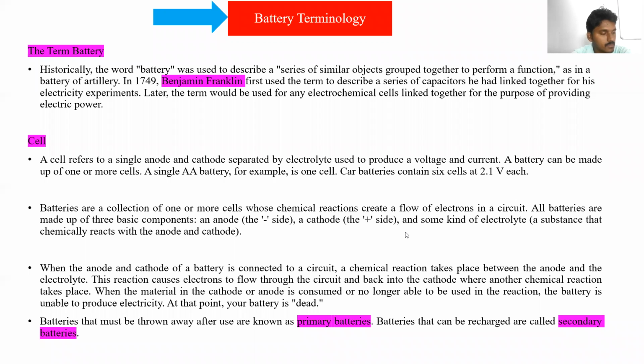Okay, today we are going to start the third unit. The second unit is completed, and we are going to start the third unit. What is in the third unit? Battery terminology. Clear? The term battery. What is meant by battery definition?